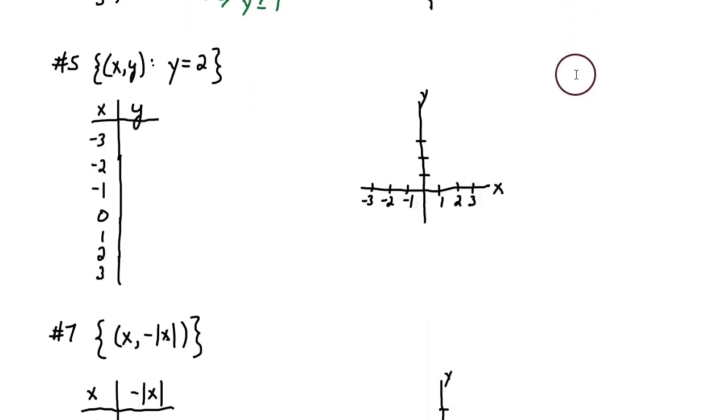Number 5, the set of ordered pairs x comma y such that y is always equal to 2. So no matter what x is, y is equal to 2. So when x is negative 3, y is equal to 2. When x is negative 2, y is equal to 2. And so on all the way down this chart.